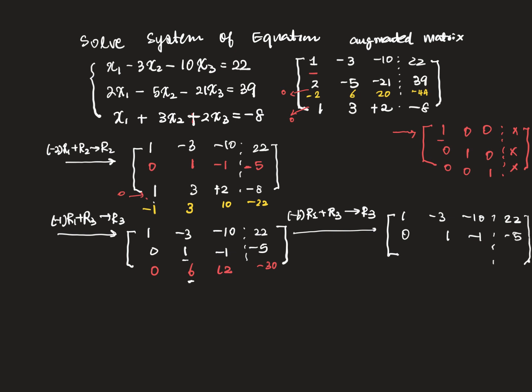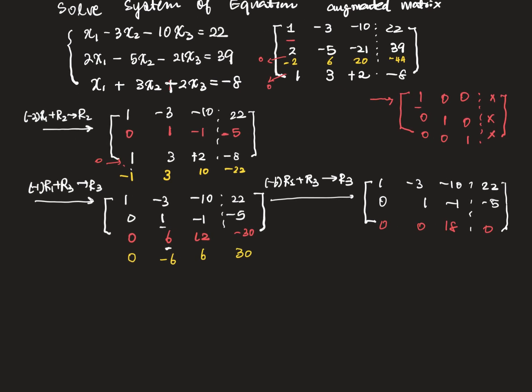Okay, this one is going to be, guys, the yellow one. R2 times negative 6, still 0. 1 times negative 6. Negative 1 times negative 6 is 6. Here, negative 5 times negative 6 is going to be 30. Everybody make sense? So what do you have? Add together. So you're going to have 0, 0, 18, 0, right? Okay, so we are almost there.